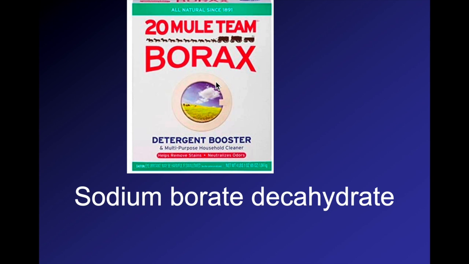All right, here's another substance that some of you may be familiar with, commonly referred to as borax. The chemical name for it is sodium borate decahydrate. So what I would like to know is, what is the formula for this compound, sodium borate decahydrate?